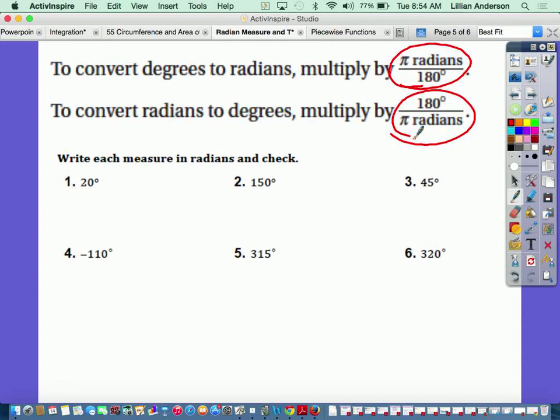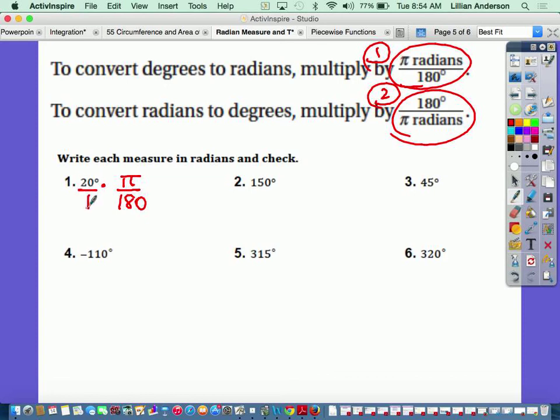It says write each measure in radians. Number 1, 20 degrees. I need to go from degrees to radians, so am I going to use option 1 or option 2? Option 1. And think about radian, I should probably have a pi in there, so I need to make sure that I use the one that's pi. So I multiply by pi over 180.